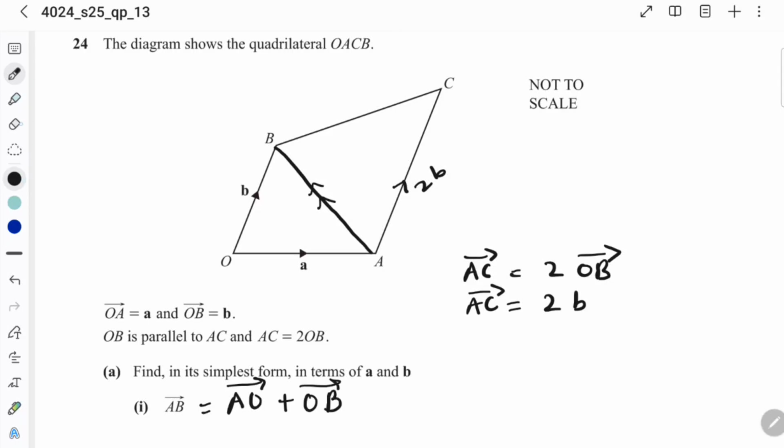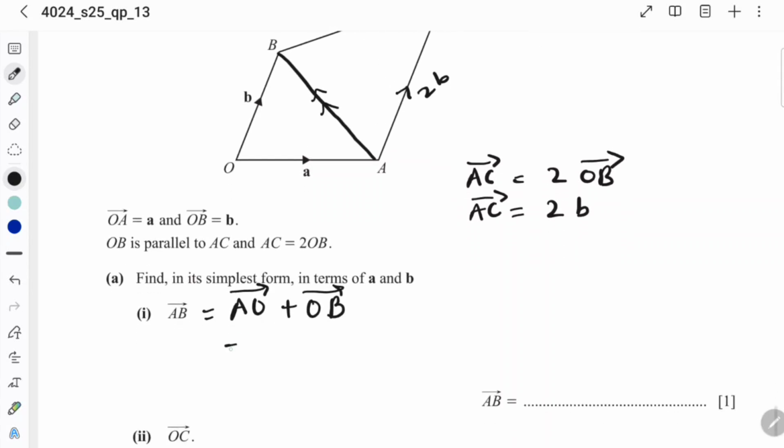This is the path: A to O, O to B is AB. You start with A and end at B. So AO is minus A and OB is B because the direction is different. So that is B minus A, or minus A plus B. That means the same thing.